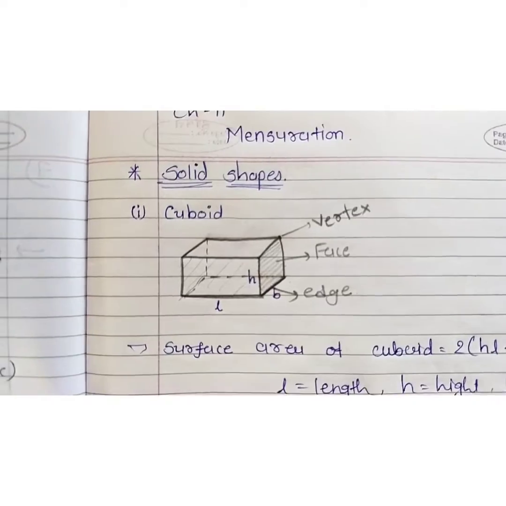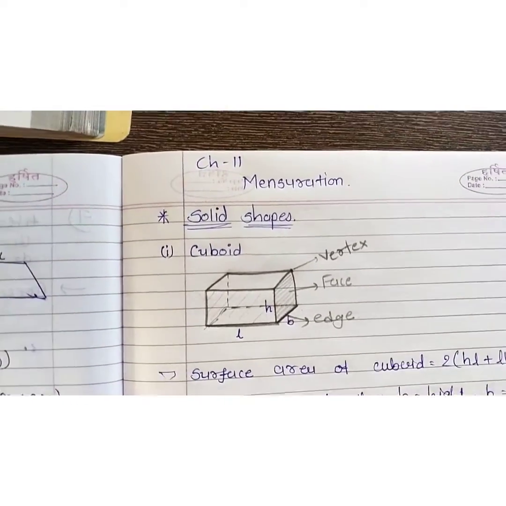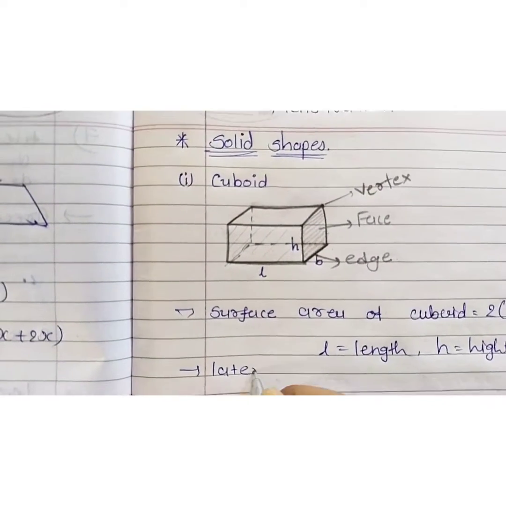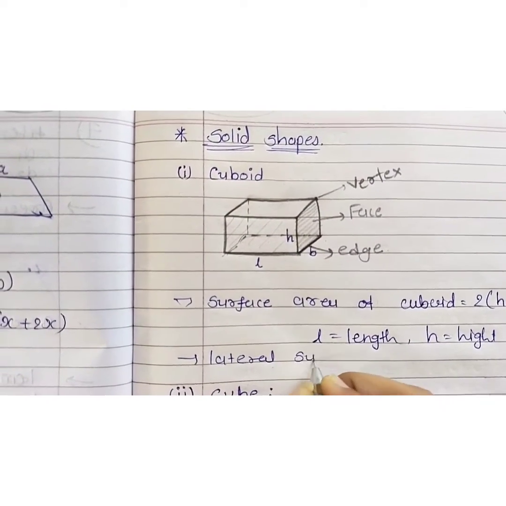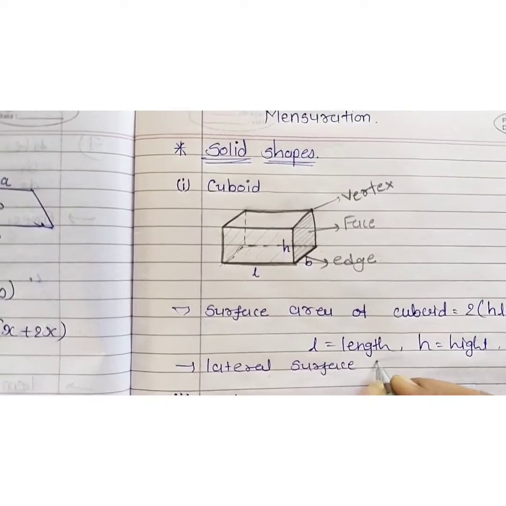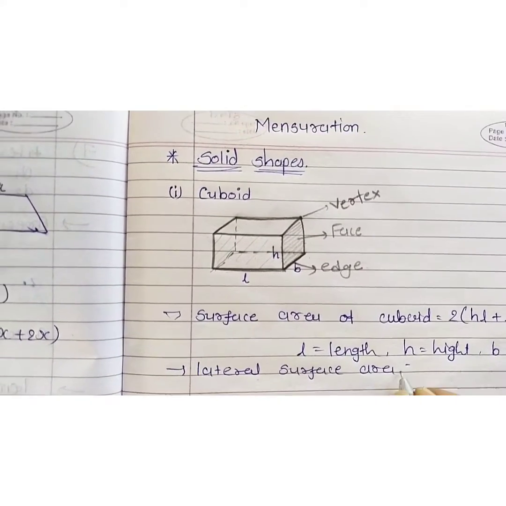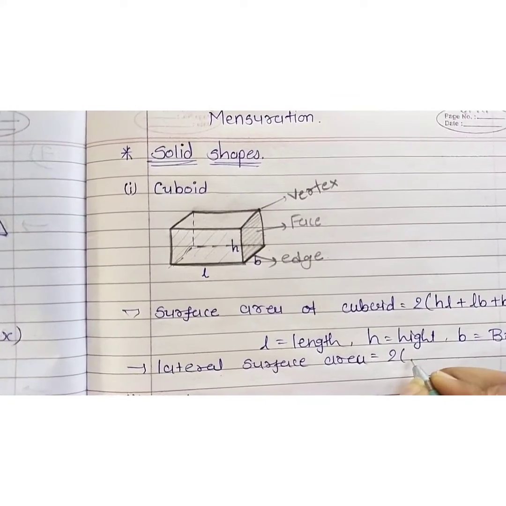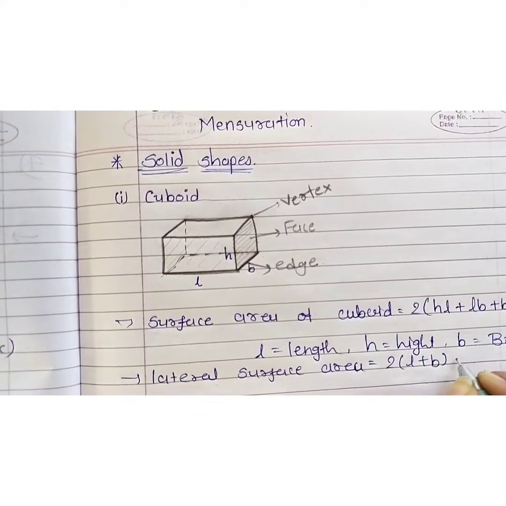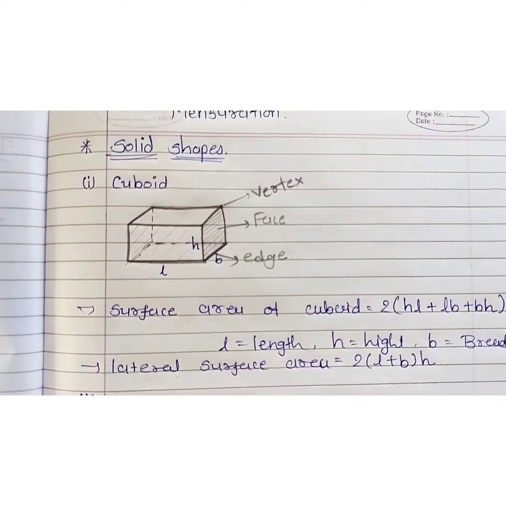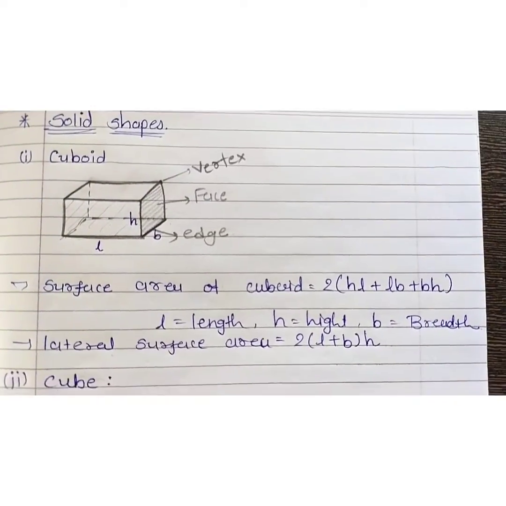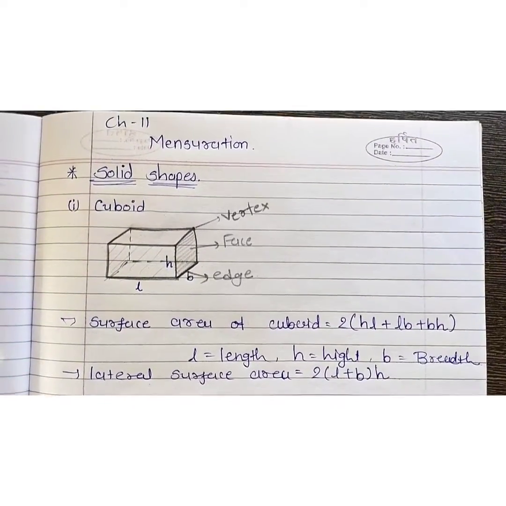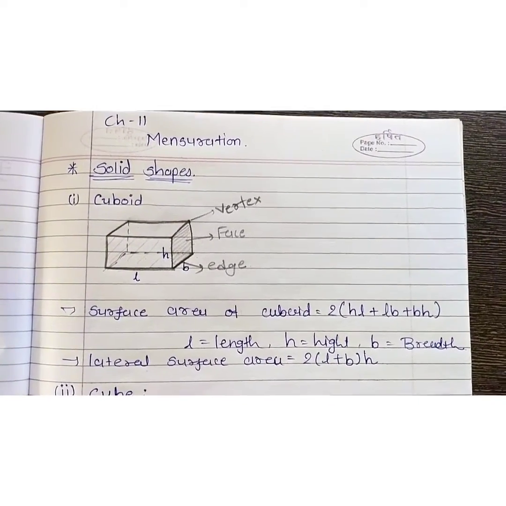So we have our lateral surface area is equal to 2 into L plus B into H. This is the formula for lateral surface area. Lateral surface area means if we talk about only walls, not the roof, not the floor.